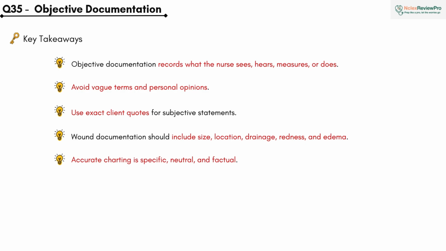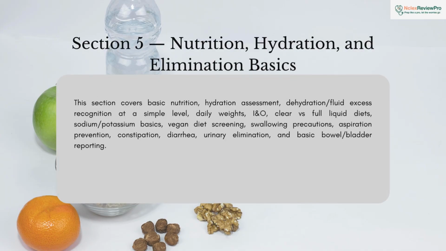This concludes Section 4, Basic Assessment and Foundational Care. Now, let's move into Section 5, Nutrition, Hydration, and Elimination Basics. In this section, we focus on the everyday body systems that give nurses important clues about a client's condition: nutrition, hydration, fluid balance, intake and output, diet tolerance, electrolytes, swallowing safety, and bowel and bladder patterns.